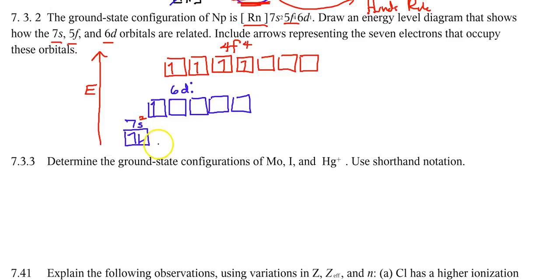All right, so that's my 7, 4, 5, 6, 7 electrons. Of course, this is a what? Paramagnetic element. All right. Determine the ground state configurations of molybdenum, iodine, and mercury plus. Use a shorthand notation. Let's go find molybdenum.